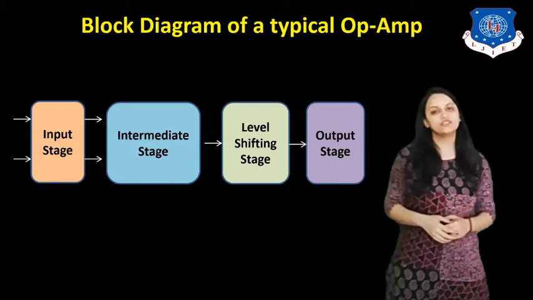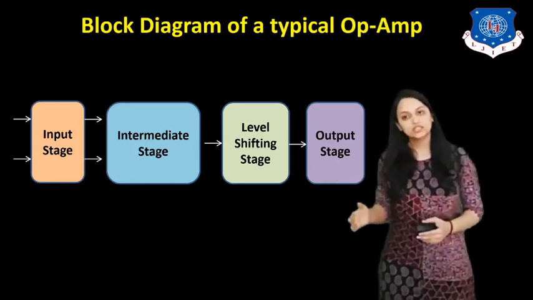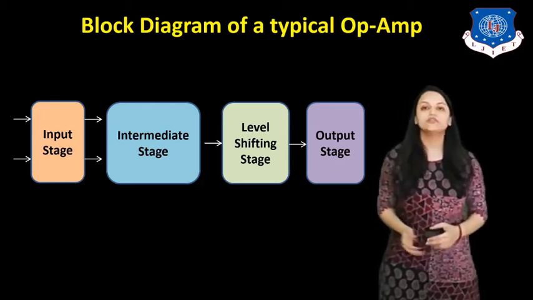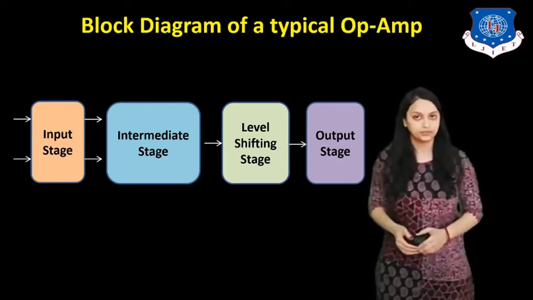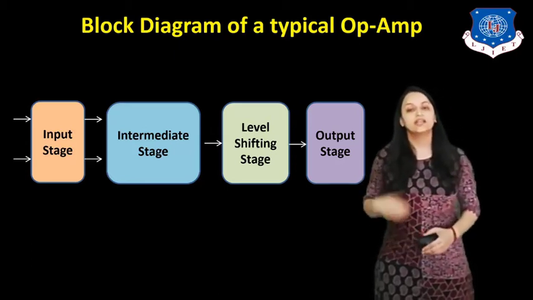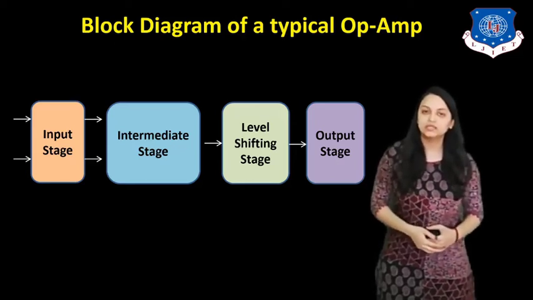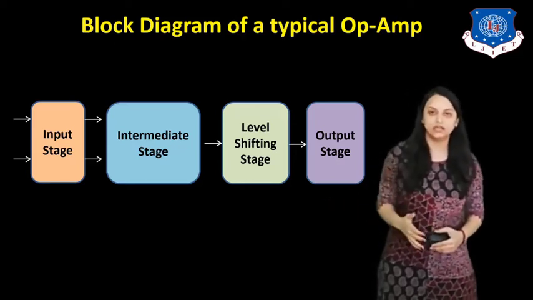So as you have seen, there are different types of blocks. The first one, that is input stage, is of dual input and dual output type. That means there are two inputs and two outputs. Whereas the second block is dual input and single output type. That means it has two inputs and a single output.